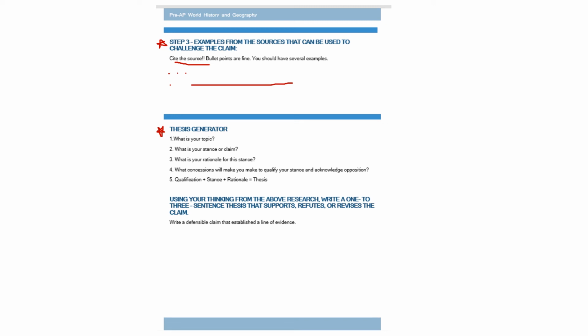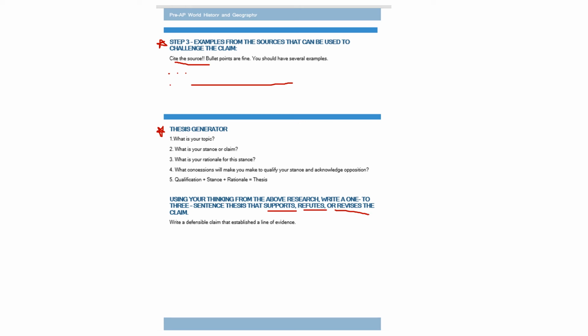Are you going to refute it? What are you going to do? What is your rationale for this stance? What makes you believe that? What concessions will you make that qualify your stance and acknowledge opposition? So you can say, although geographers blah, blah, blah. Using the thinking from the above research, you're going to write the 1 to 3 sentence thesis that supports, refutes, or revises the claim.